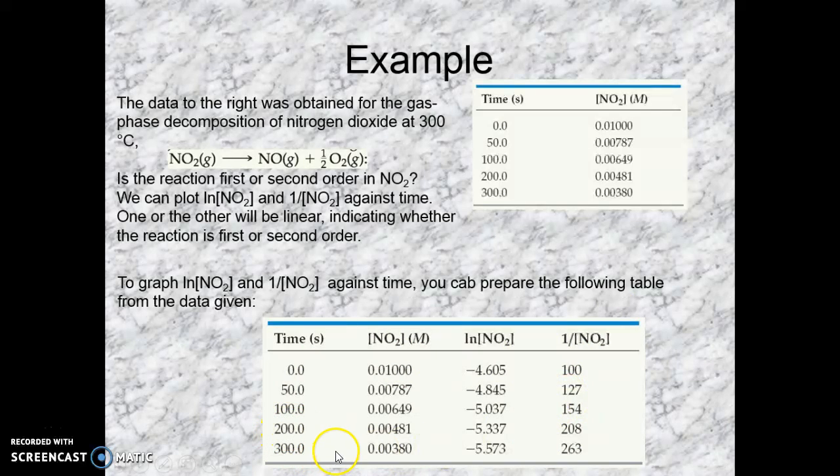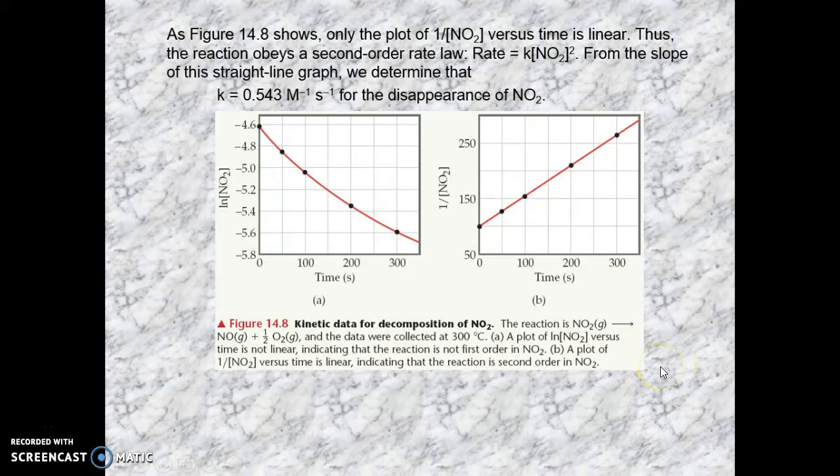And if we take 1 over the concentration, this versus this is a linear relationship, that will tell us that it is second order. So in your calculators, what you're going to do is make a little table first in order to calculate all this information. And then it's just a matter of letting the calculator make those graphs for you. So when you do it, what do you see? Well, here is the natural log, not very linear. Here is 1 over the concentration, very linear. So we can conclude that this reaction is second order for the disappearance of NO2. k winds up being 0.543 because that is the slope of the line.